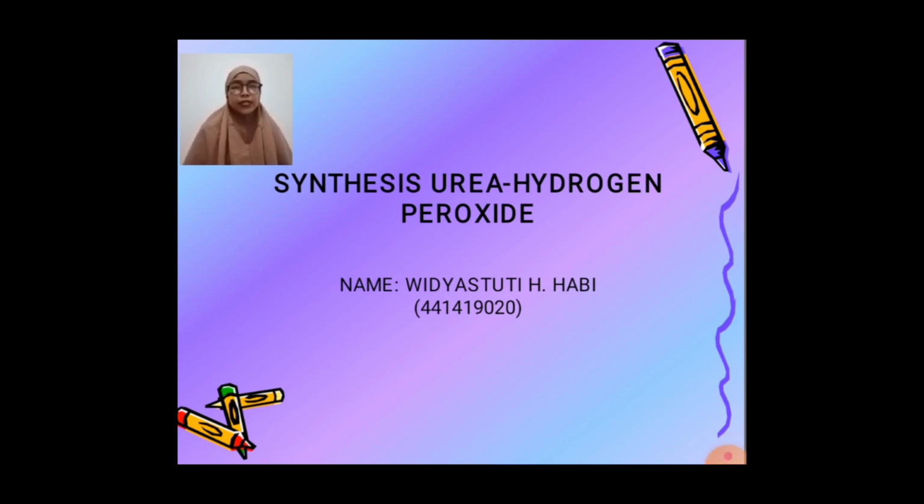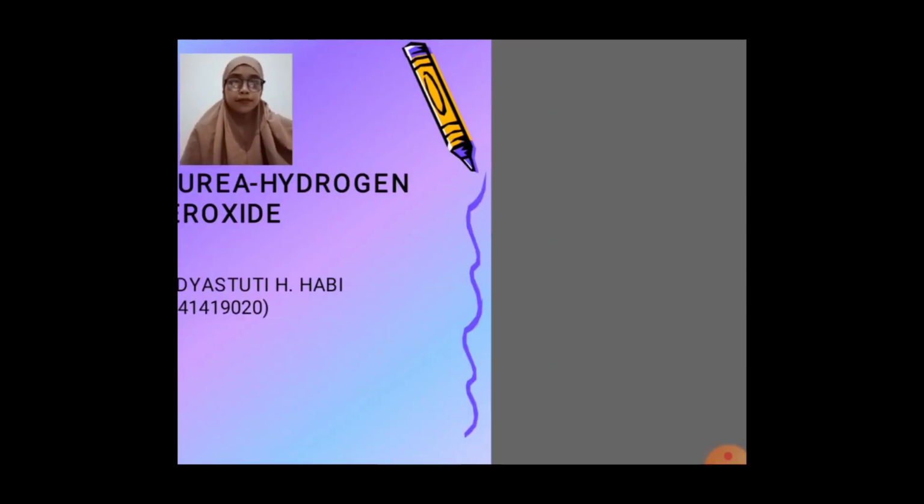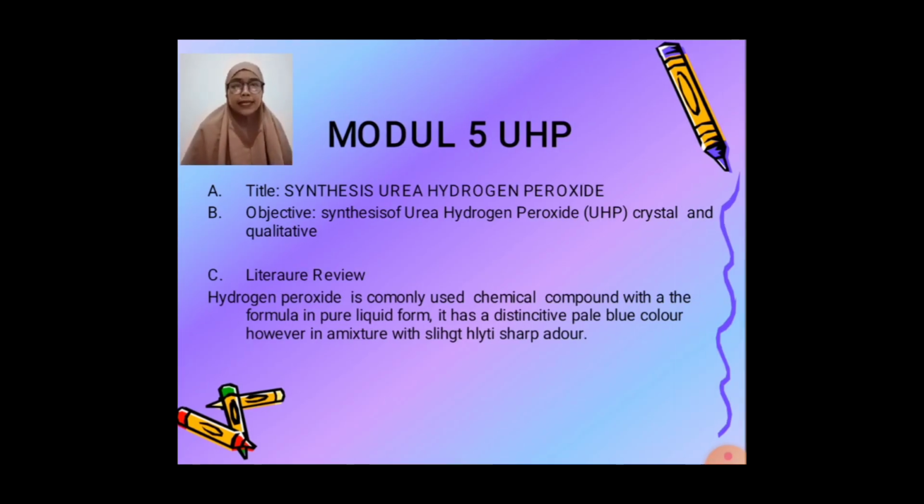My name is Widya Stuti Habib from Chemistry Education Class B. Here I will explain about synthesis of urea hydrogen peroxide. Title: Synthesis of urea hydrogen peroxide. Objective: synthesis of urea hydrogen peroxide crystal and qualitative analysis.